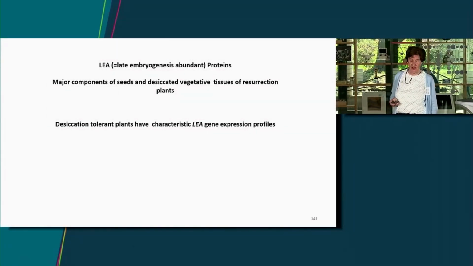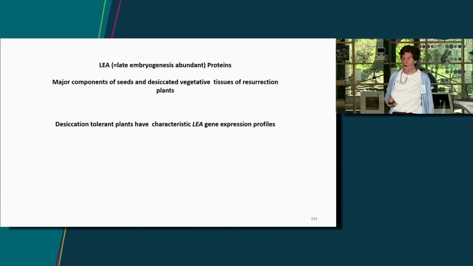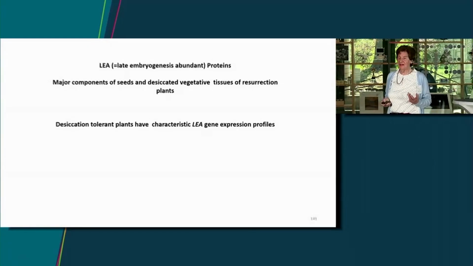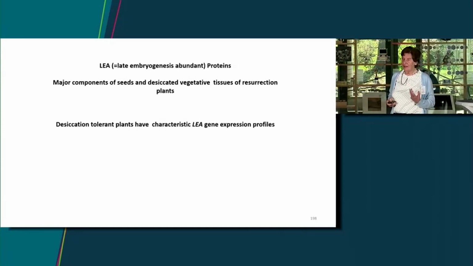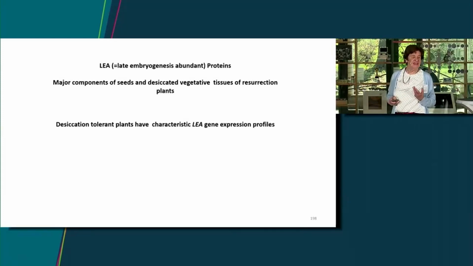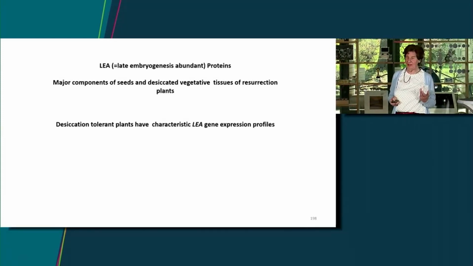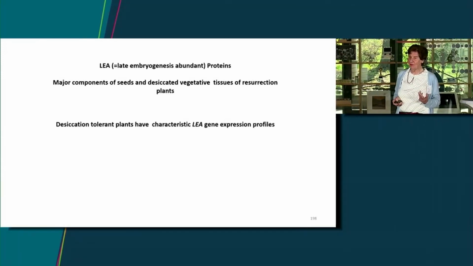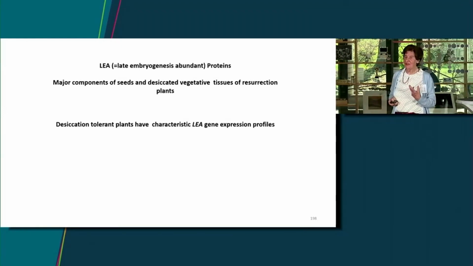First, I would like to focus on these LEA proteins, LEA genes, which I have already alluded to. I have told you that these are major components of the desiccation behavior of seeds, and also of the leaves of the resurrection plants. So what you find in seeds, in terms of accumulation of proteins, you find in the leaves of these resurrection plants.